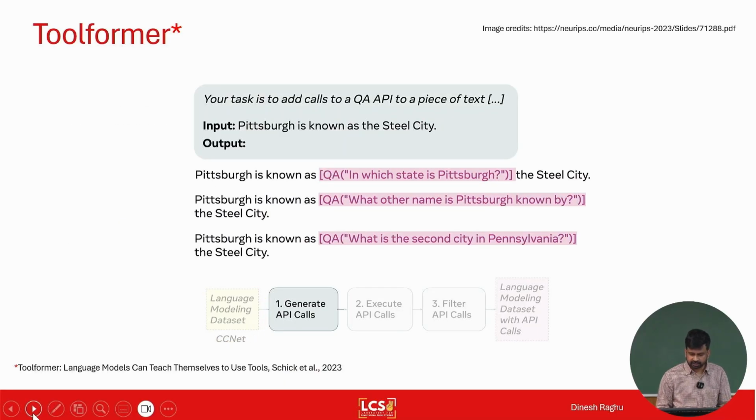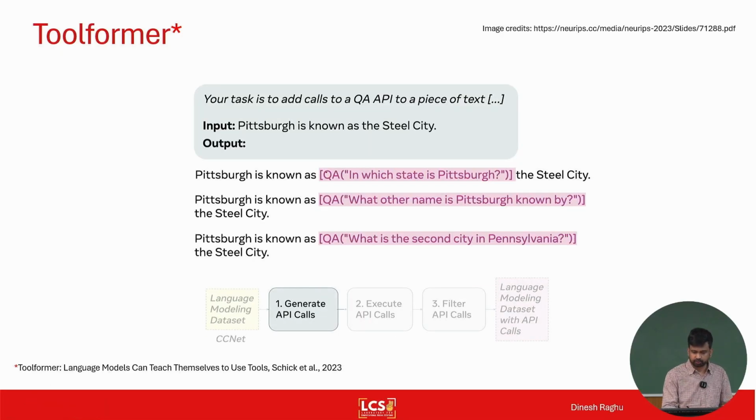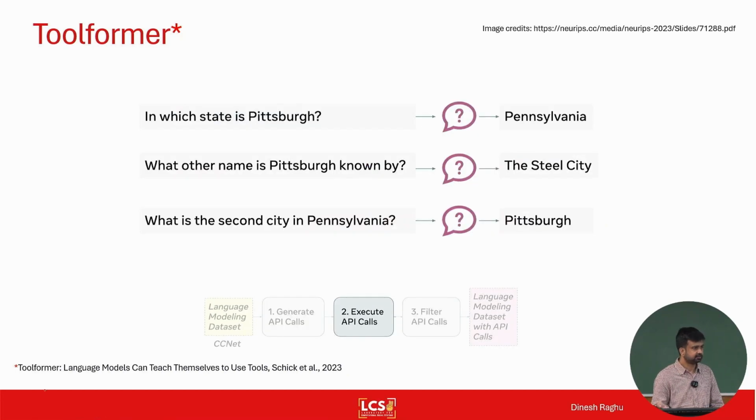Then they said, execute them. Okay, so now you've figured out that these questions are possible. Execute all questions. Once you execute, you will end up getting the results. Let's say for this particular example, you have annotated in 3 different ways, right? Maybe they wanted to generate for every paragraph 100 different ways, right? So then you execute them, you will get different answers, right?